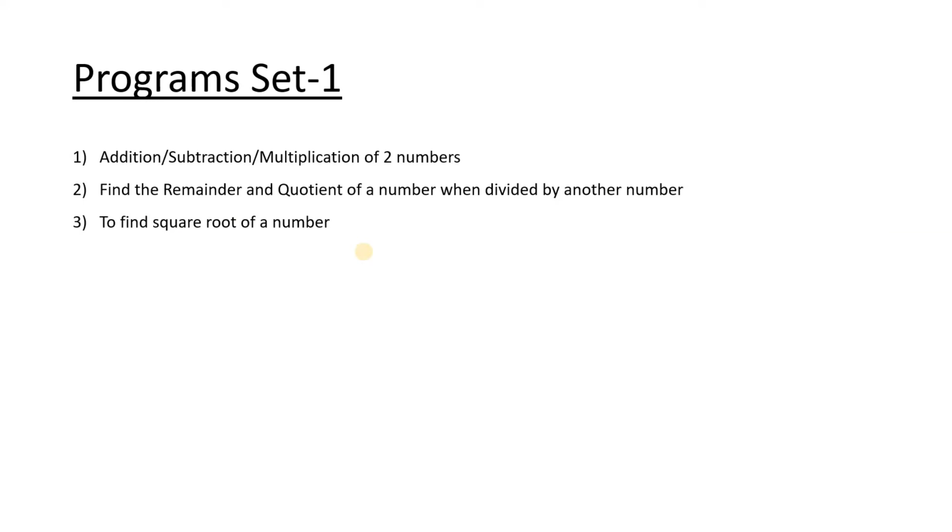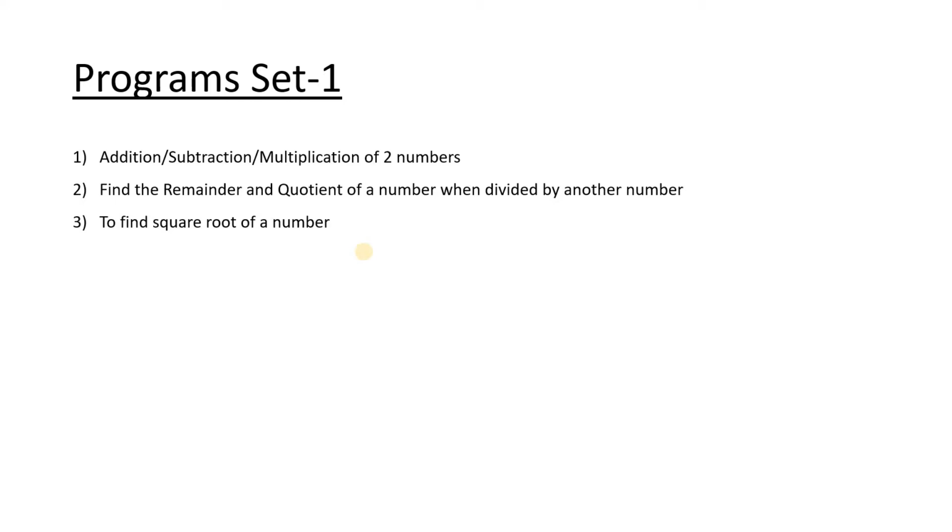Yes, guys. These are the three programs which I am going to explain in this video. The first program is addition, subtraction, and multiplication of two numbers. The second one is to find the remainder and quotient of a number when divided by another number. The third one is to find the square root of a number. In the first program, the input should be number one and number two from the user. Then the output should be either the sum, the difference, or the product of the two numbers. Let's see it in our program.